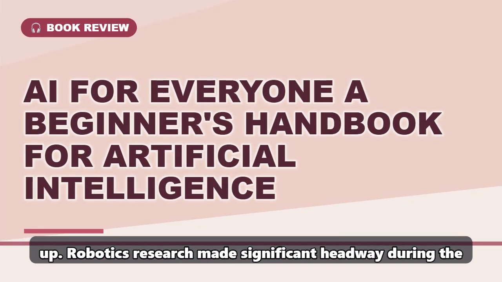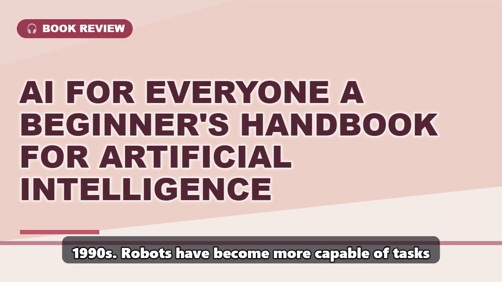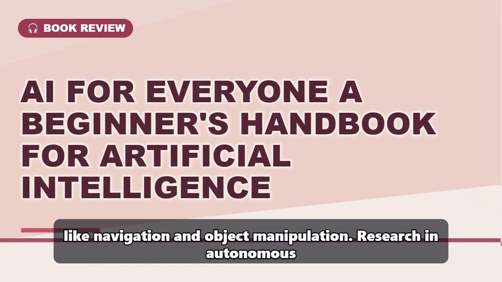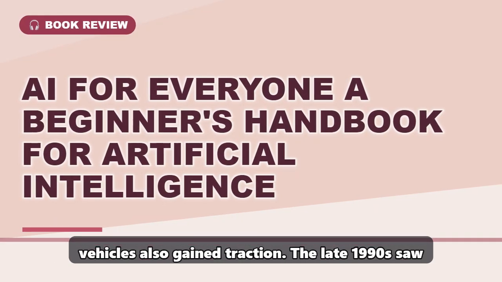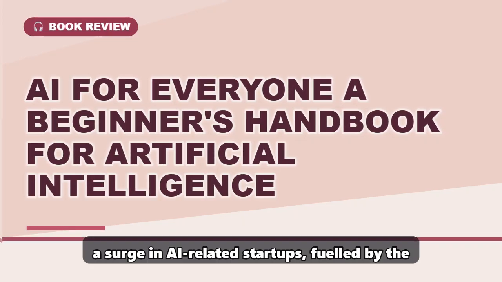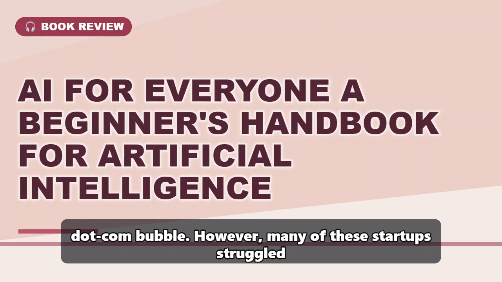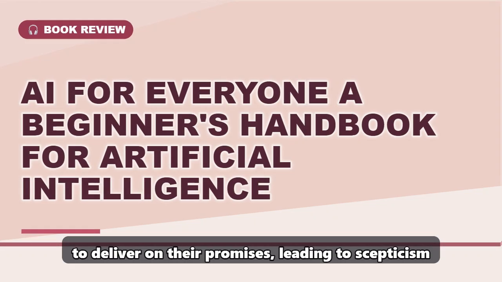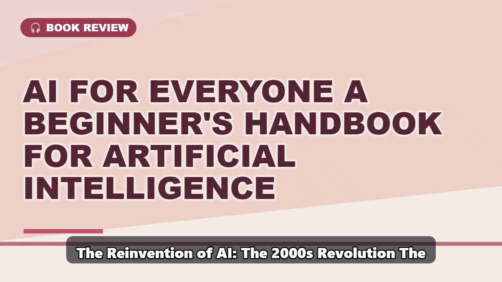Robotics research made significant headway during the 1990s. Robots became more capable of tasks like navigation and object manipulation. Research in autonomous vehicles also gained traction. The late 1990s saw a surge in AI-related startups, fueled by the dot-com bubble. However, many of these startups struggled to deliver on their promises, leading to skepticism and a subsequent burst of the dot-com bubble.